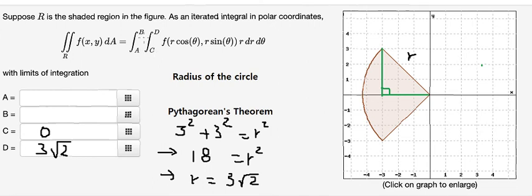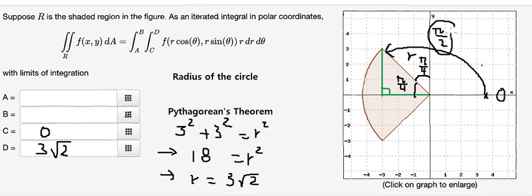Now we have A and B. We know that we start from here and go to here. This one we have 0, and this one we have π/2. If we look carefully, because we have 3 and 3, the angle here should be π/4. That means the angle of this one is π/2, so π/2 minus π/4, so this one should be π/4.